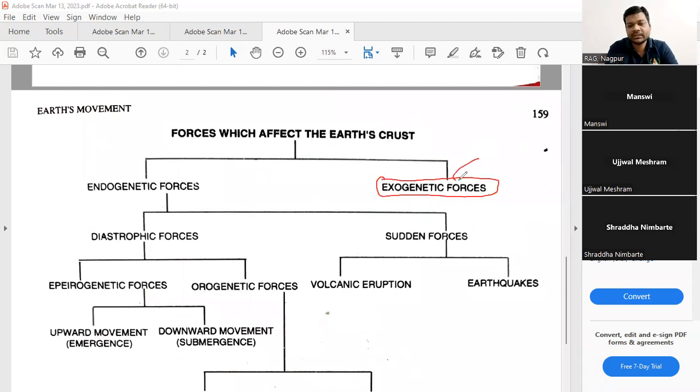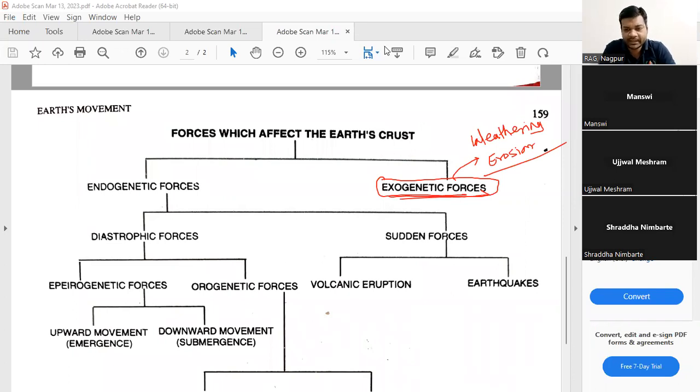Exogenetic force is nothing but weathering and erosion. Whatever landforms are developed, whatever features are developed on the surface of the earth, these are nothing but the exogenetic forces. These are nothing but due to the exogenetic forces, right?